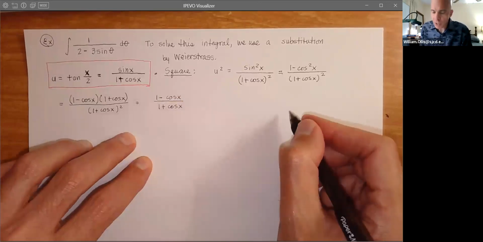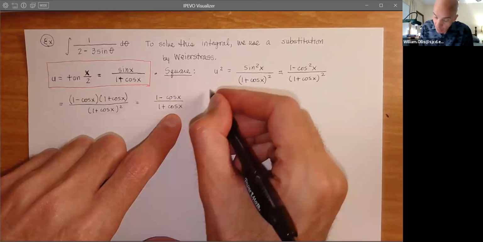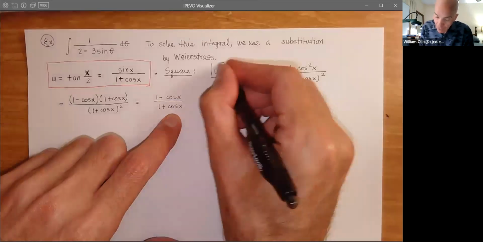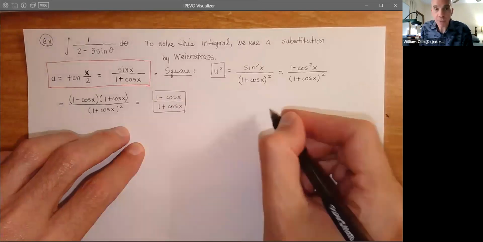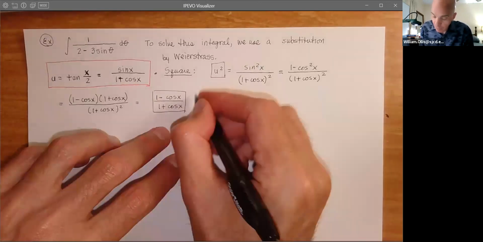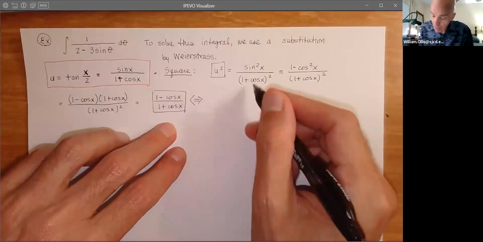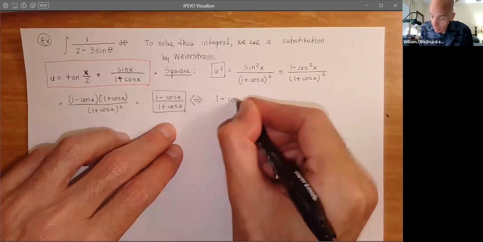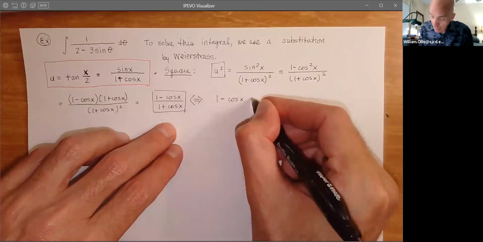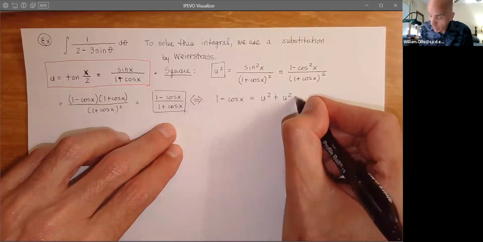So when you actually look at this, you're thinking, okay, we've got linear in the cosine term, so we can solve for cosine. So we have u squared equals 1 minus cosine x divided by 1 plus cosine x. And that's how we can develop a rational function in u. So now when we cross multiply, this will give us 1 minus cosine x equals u squared plus u squared times cosine x.